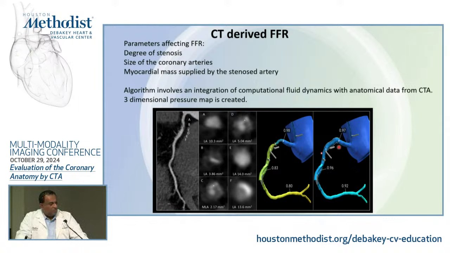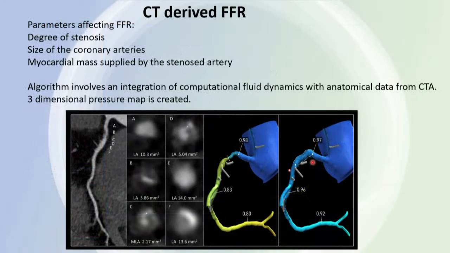We're going to move on to the present, CT-derived FFR, which is now the standard of care. We all use it. And I just want to talk for the next 5 minutes about CT FFR and the future developments that are happening in this area. So the parameters that affect FFR are the degree of stenosis in a coronary artery, the size of the coronary arteries, and the myocardial mass that is supplied by the stenosed artery.